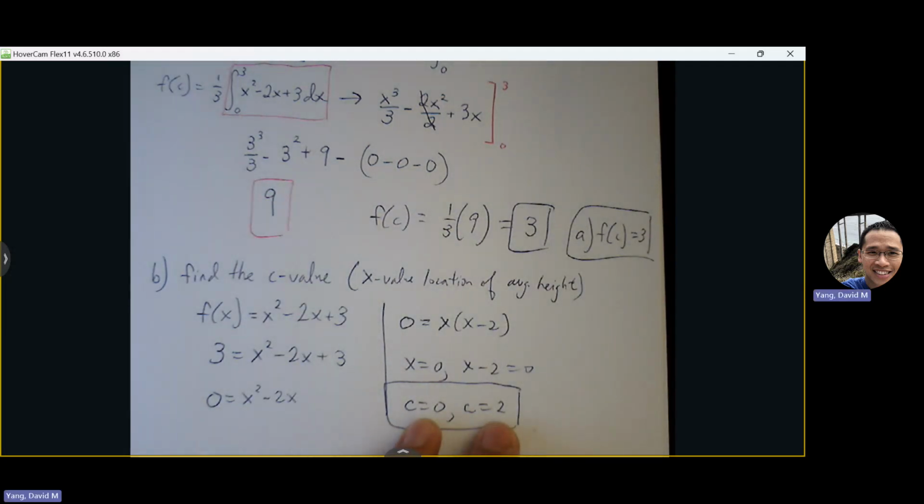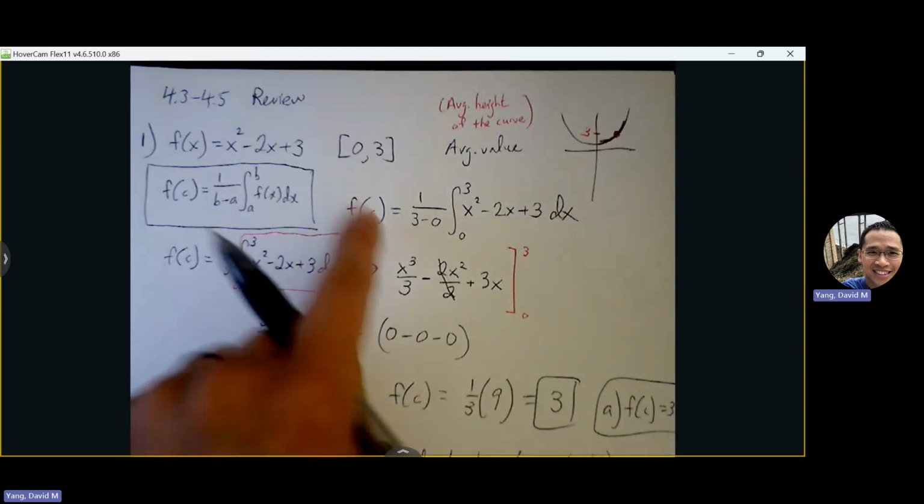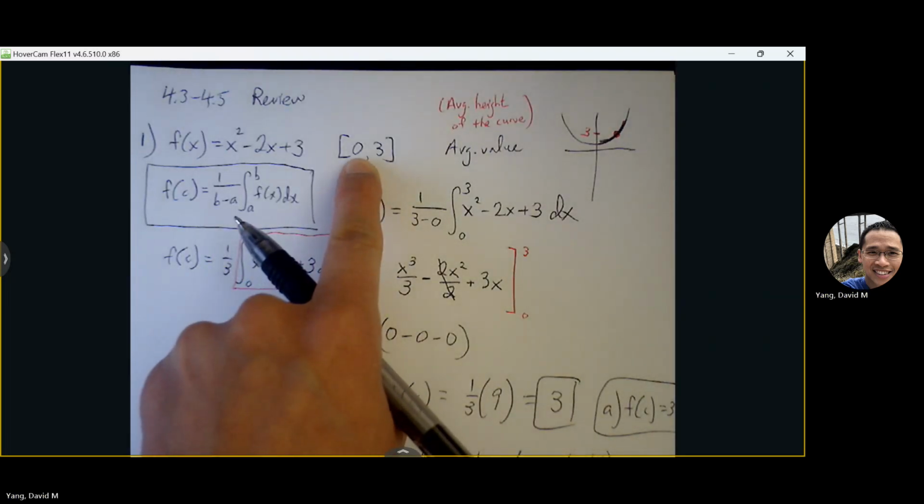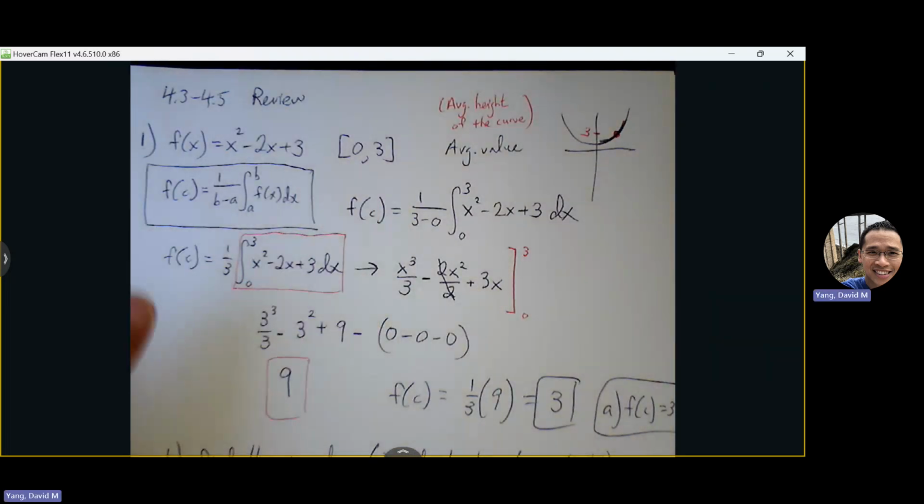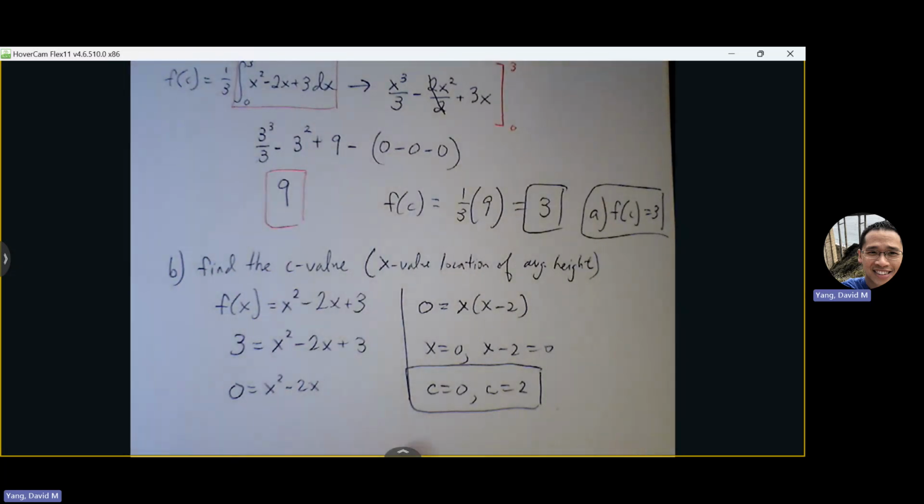We need c values that live between the endpoints, but for average value, it's okay for it to land at the endpoint. Okay, so 0 we can keep, and we can keep 2 as well.